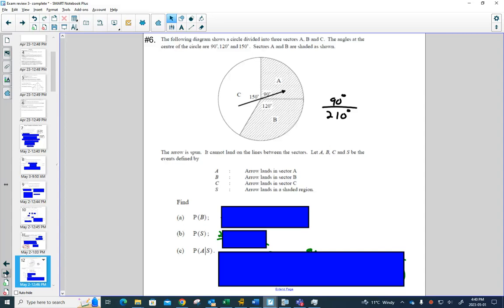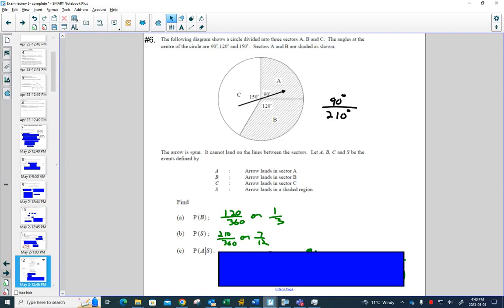S is the arrow lands in a shaded region. Find the probability of B. Well, 120 out of 360 degrees is a 1/3 chance. Probability of S, add the 90 and the 120 together, that is 210 out of 360, a 7 out of 12 chance. Then C is saying, what's the probability that it lands in A given that you know it landed in the shaded region?